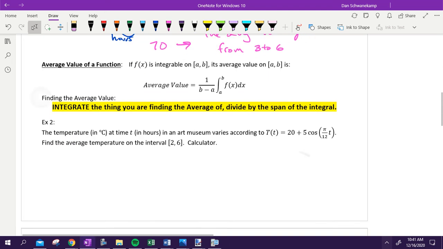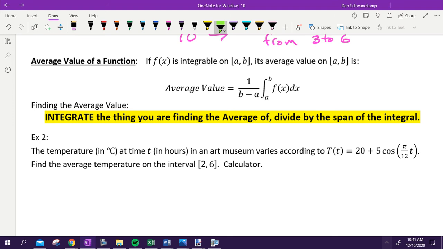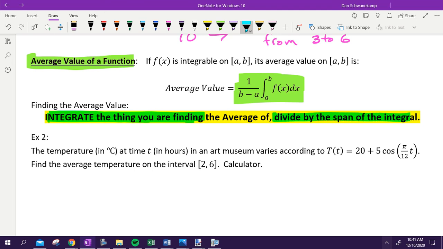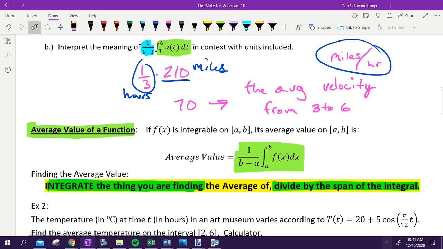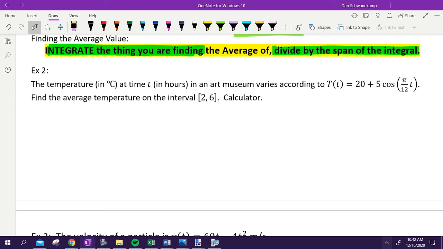All right, let's do this. Anytime we find the average value of a function, if you want to find the average value of a function, you're doing this equation right here. I'm going to integrate the thing you are finding the average of. So if I wanted to find my average speed or my average velocity, I integrated velocity. And then I divided by the span of the integral. So I integrated from 3 to 6, integrated velocity, and then multiplied by 1/3. So let's see what happens.